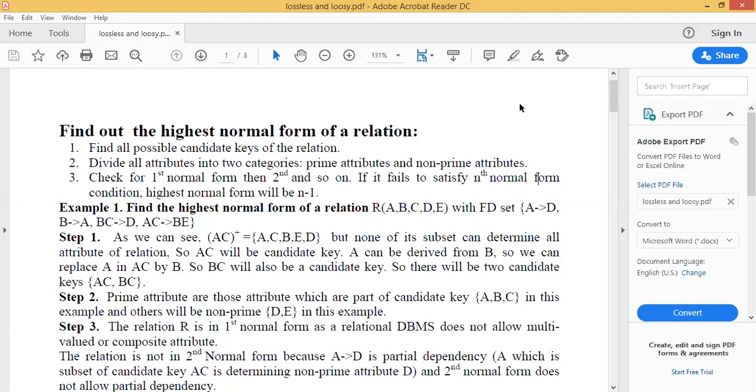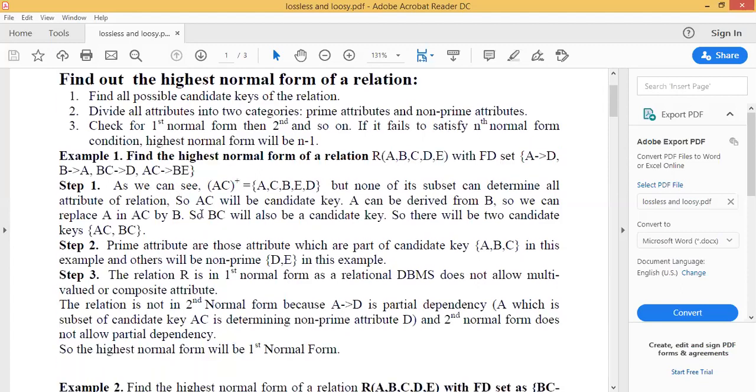Okay. So example one, where a relation R is given which consists of five attributes A, B, C, D, E, and the set of functional dependencies are A determinant D, B determinant A, BC determinant D, AC determinant B. Okay. So first of all, we find out the candidate key of the relation.